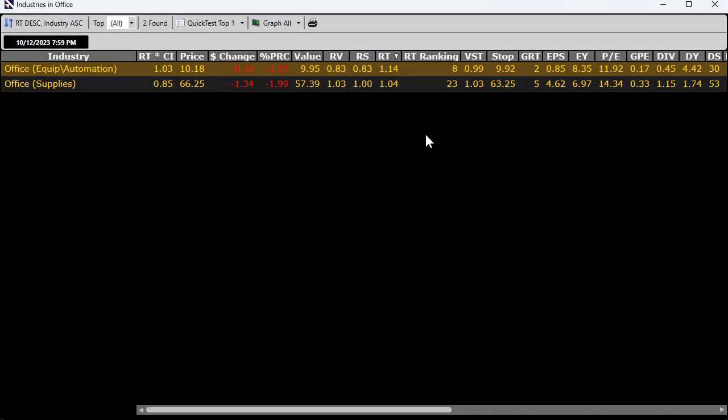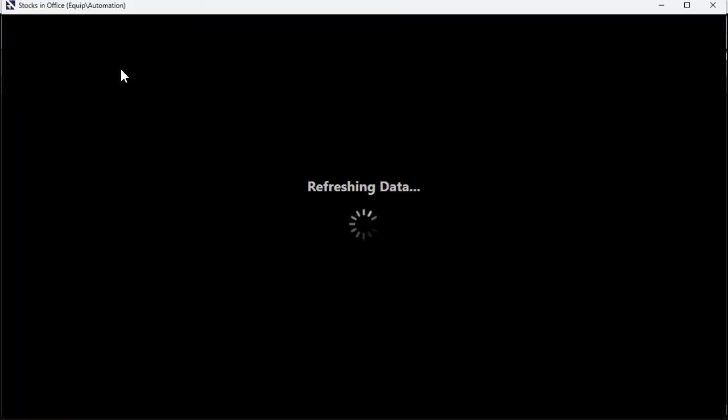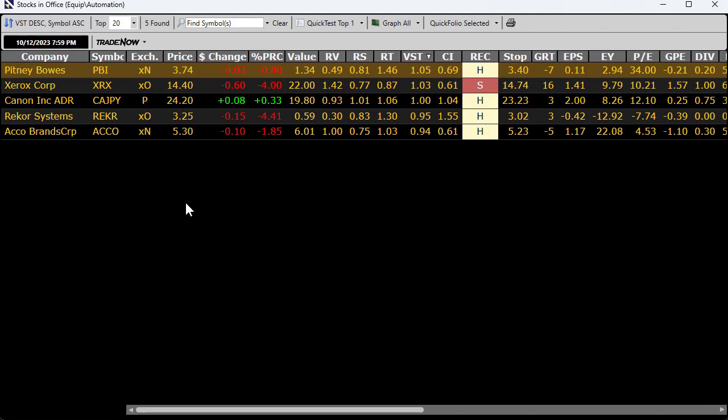So office equipment automation happens to be the 8th best industry group out of the 222 by relative timing. So what I would do, again, double click, and that gives me all of the stocks within this industry group. And here is where you would analyze stocks the way you normally would. The list is sorted by VST.